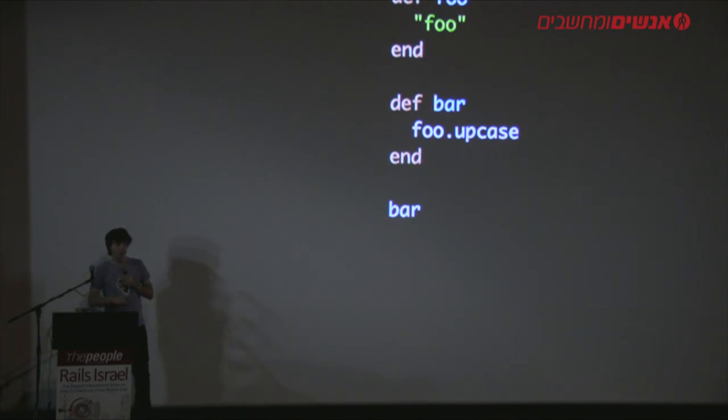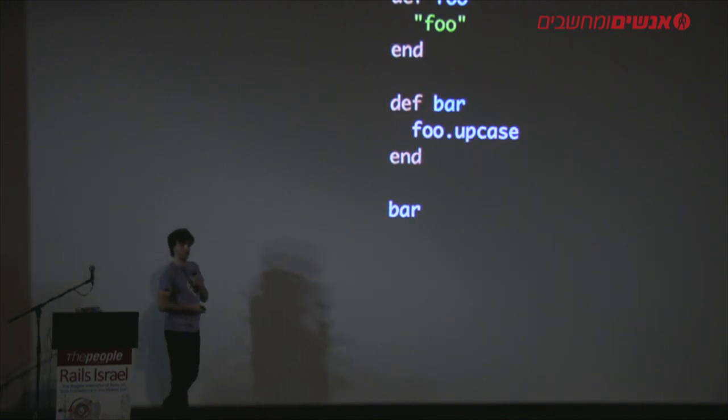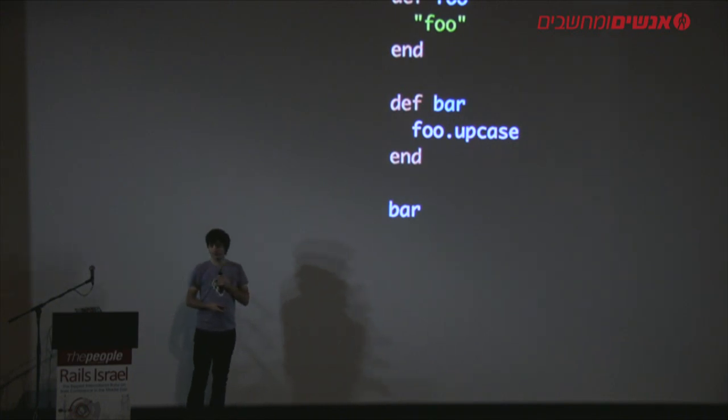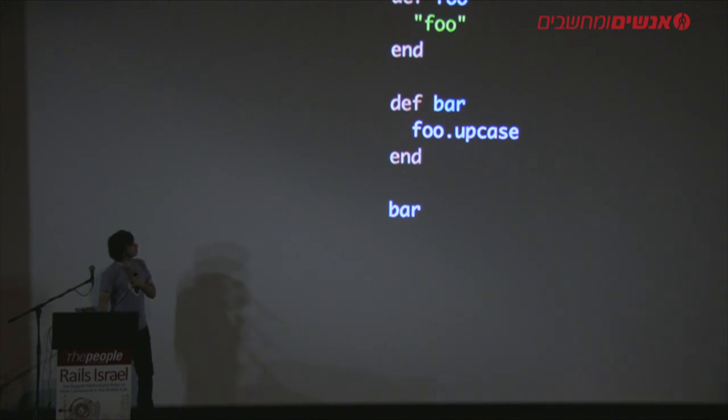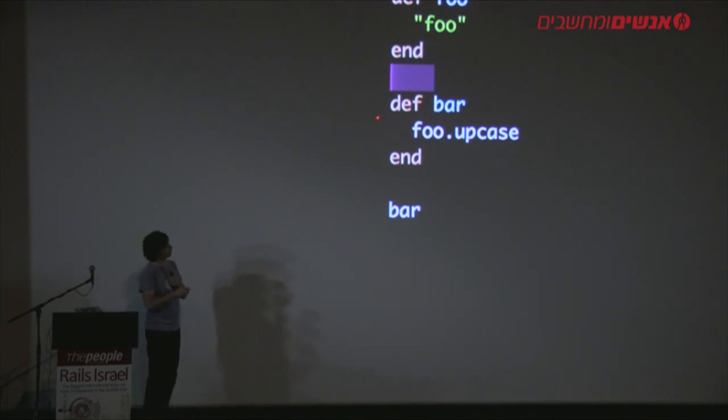So what does this evaluate to? Correct, no method error, undefined method foo. Because that's actually four spaces, not a tab. So there are four spaces here, which ends the string. So a string starts here, ends here. And then here's where actual Ruby code starts.